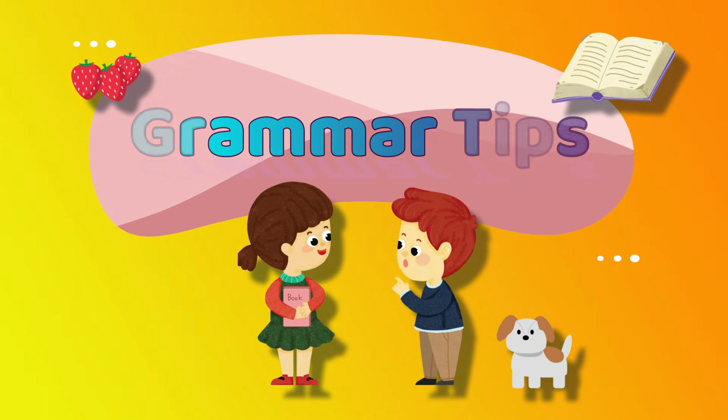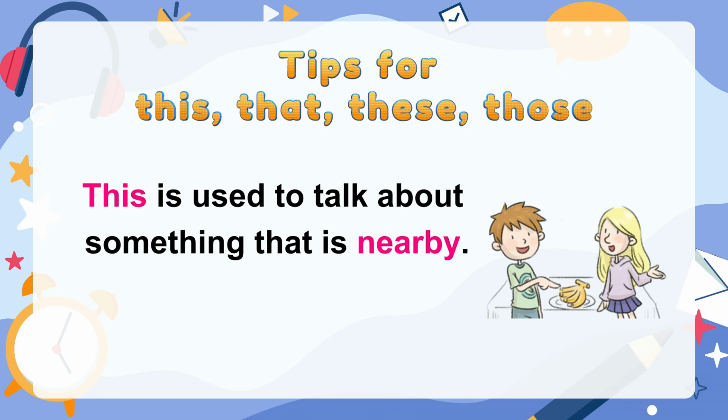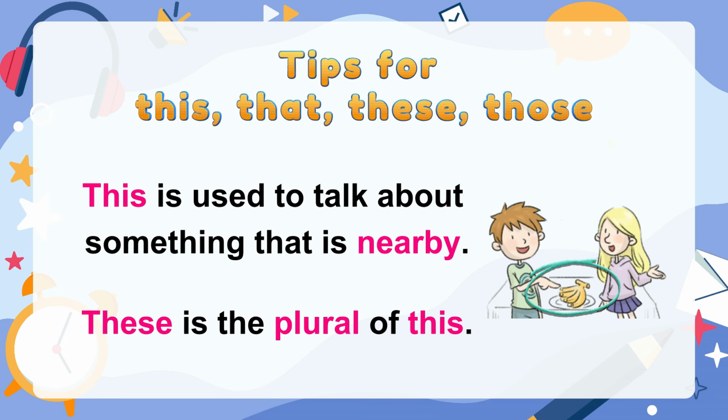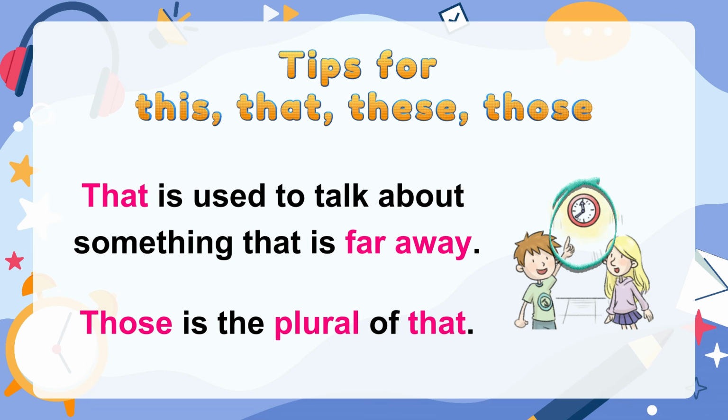Grammar tips. We'll talk about tips for what you just listened to. Tips for this, that, these, those. This is used to talk about something that is nearby. These is the plural of this. That is used to talk about something that is far away. Those is the plural of that.